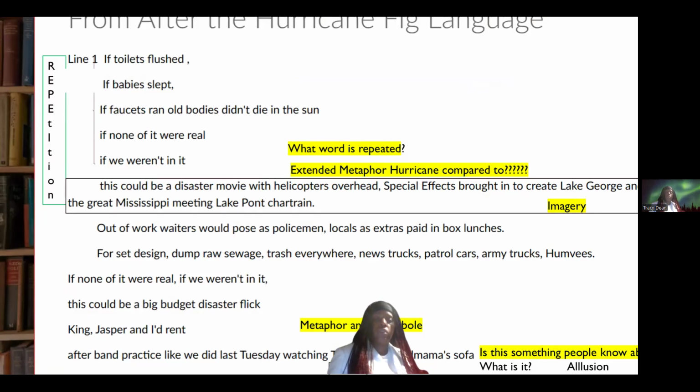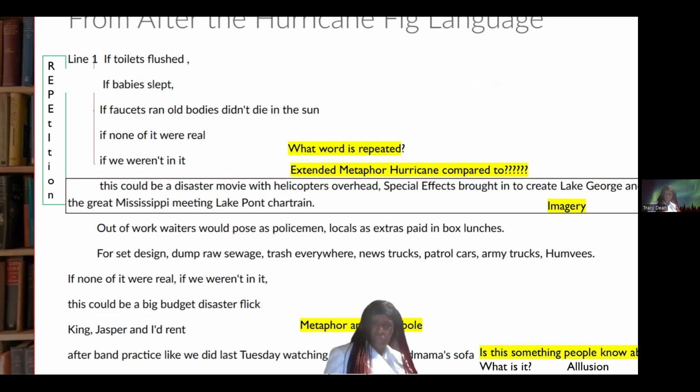Now, we're looking at the figurative language. And again, remember, this is a review. Some of you did well in class last time. You were able to identify repetition. If. And we are seeing that as the repetition. The word that is repeated is "if."